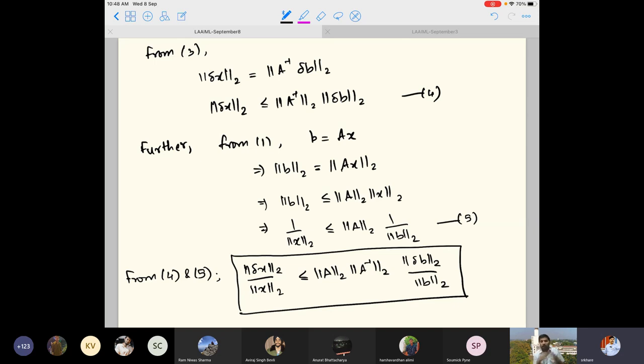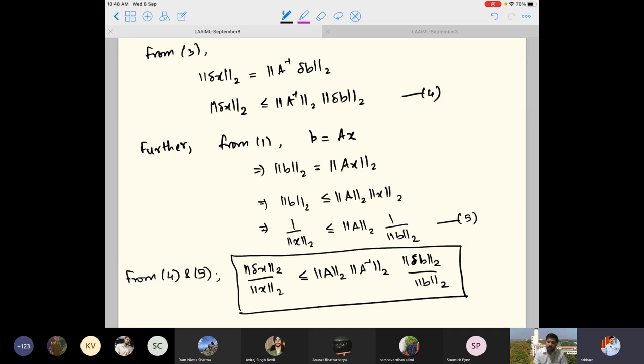And now you see why I wanted to introduce the matrix 2 norm, the induced 2 norm, because it is coming out here. So now you see what I have really done. What is this bracketed statement saying? This is very important.